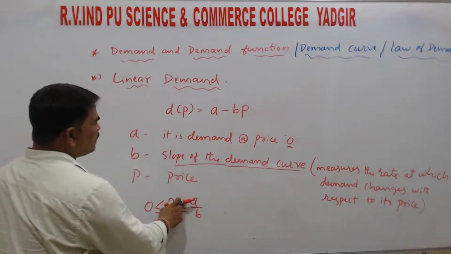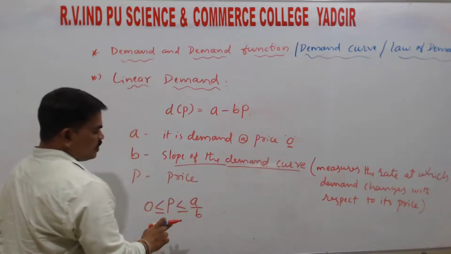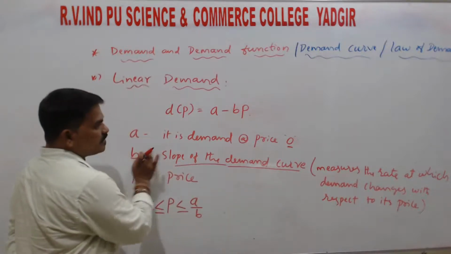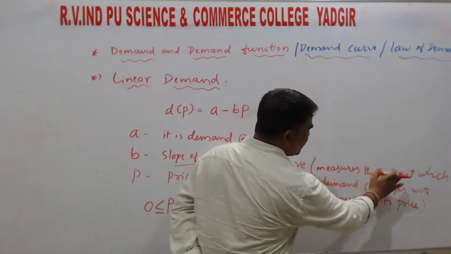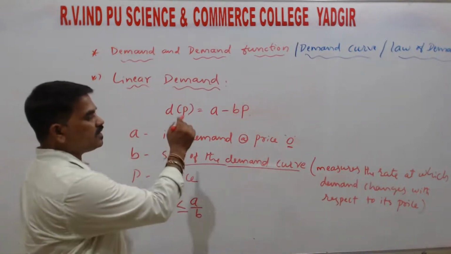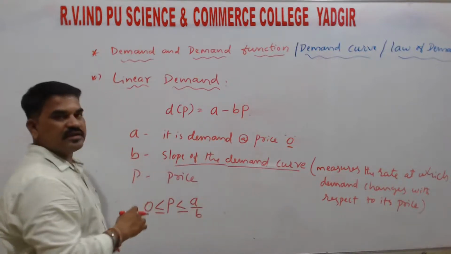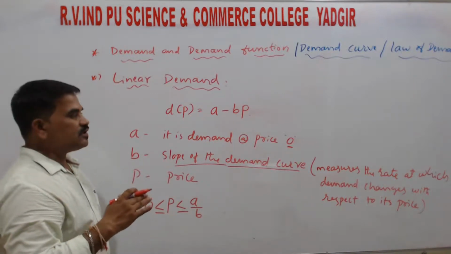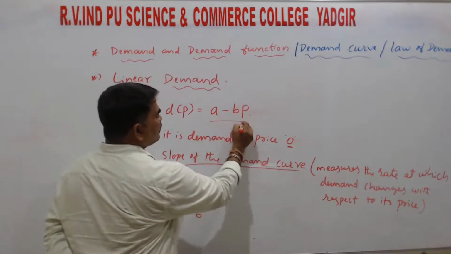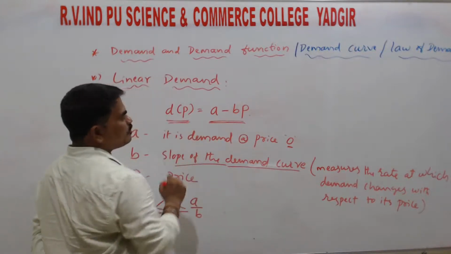What do you mean by A? It is the demand of that particular commodity when price is 0, and B is the slope of the demand curve. As I said, B measures the rate at which the demand changes with respect to price. P is the price here. So if we fill the data in this equation, we will get the demand for that particular product.